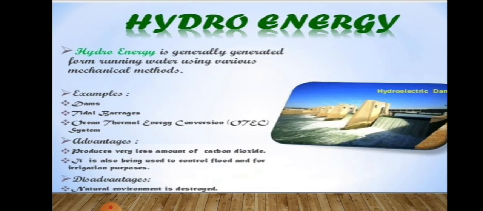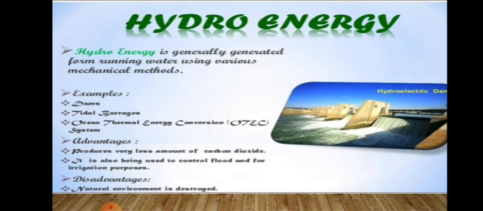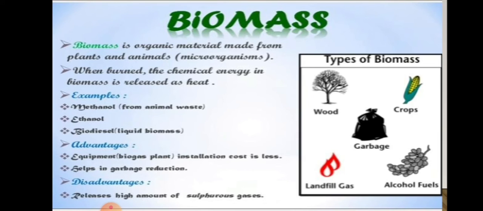Next is hydro energy. Hydro energy is generally generated from running water using various mechanical methods. It is obtained from the motion of water, for example dams, ocean thermal energy, tidal barrages. Advantage: it produces a very small amount of CO2. It is used for irrigation purposes and also controls floods. Disadvantage: the natural environment is destroyed.